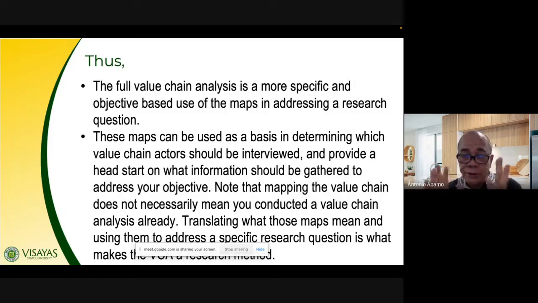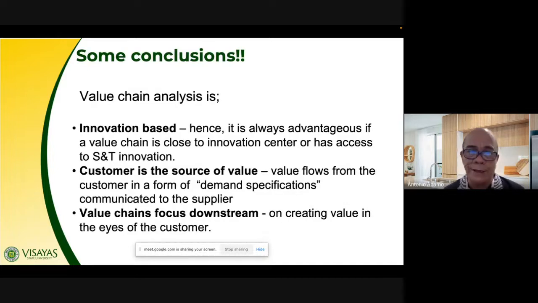Which segment players need this particular intervention? Okay, and then translating those maps means using them to address a specific research question that will be for the improvement of the industry. Now, some conclusions: value chain is innovation based. Of course, innovation based because of value. When there is value, it could be an added benefit, it could be an added experience, or it could be a new product and processes.